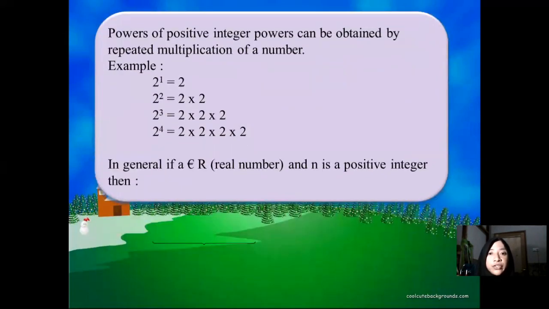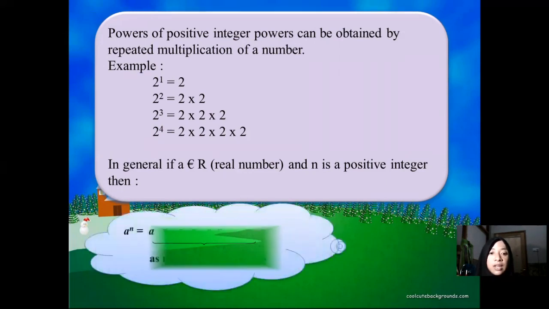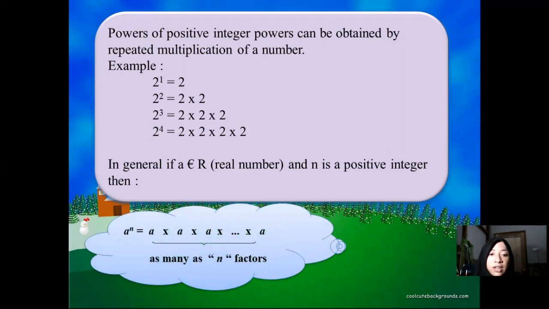Powers of positive integers can be obtained by repeated multiplication of a number. Example, 2 to the power of 1 equals 2, 2 to the power of 2 equals 2 times 2, etc. In general, if a is a real number and n is a positive integer, then a to the power of n equals a times a times a times, etc., as many as n factors.